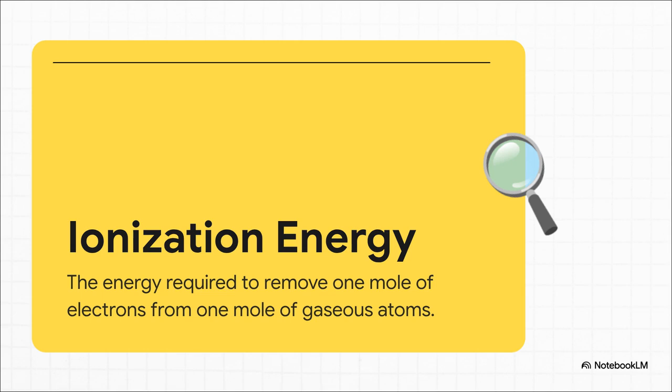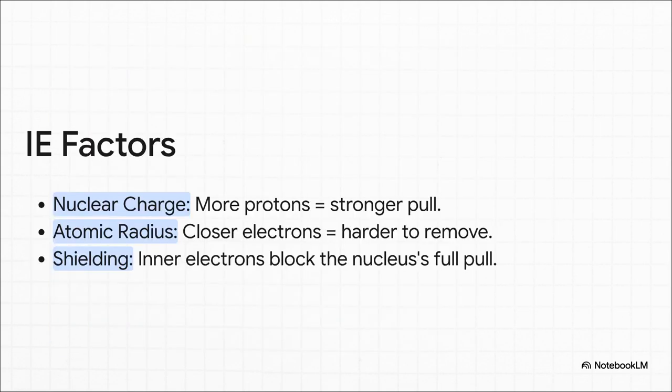It's the price you have to pay, the amount of energy you need to pull one electron completely away from its atom. If that energy cost is high, it means the atom holds its electrons really tightly. If the cost is low, it gives them up pretty easily. So what determines that price? Well, it's mainly three things.